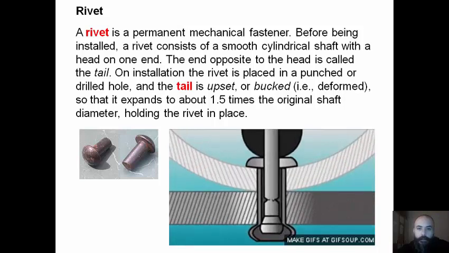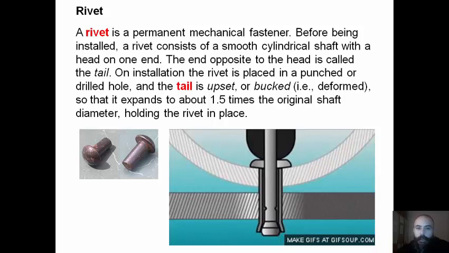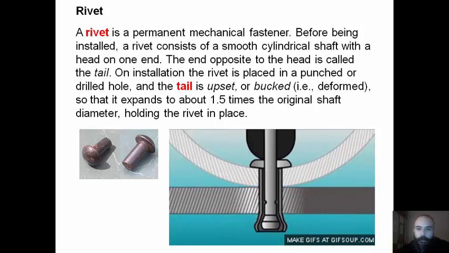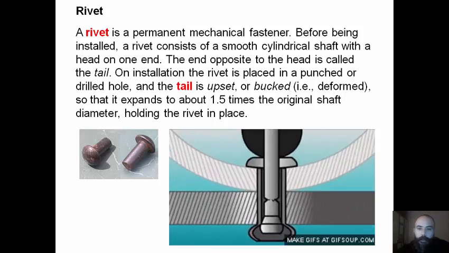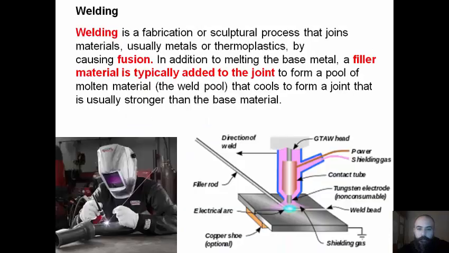On installation, the rivet is placed in a punched or drilled hole and the tail is offset or bucked, so that it expands to about 1.5 times the original shaft diameter, holding the rivet in place.